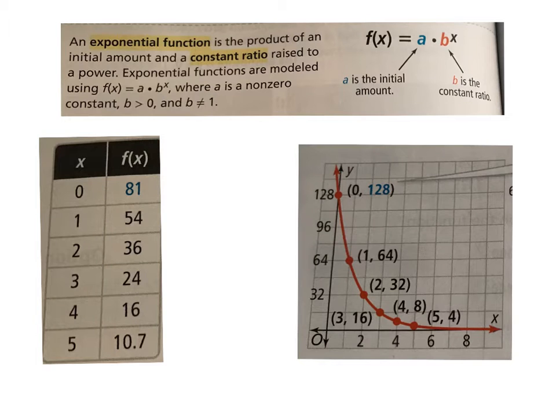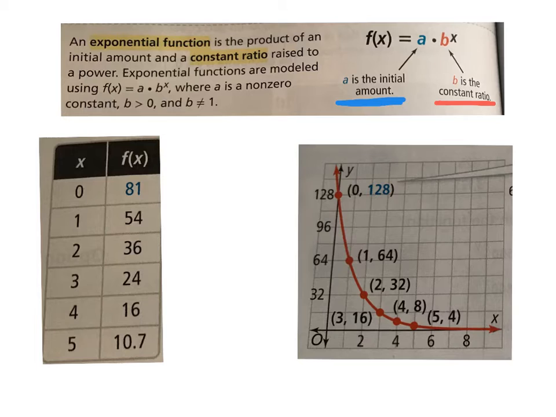Now that we've picked out some key features, our final part today is how to actually write the exponential function. So the parent function for an exponential is a times b raised to the power of x, where you'll notice that a is the initial amount, aka our starting amount. We're used to seeing that. And b is our constant ratio. So that's when we take our two values and divide them and get the same thing every time.